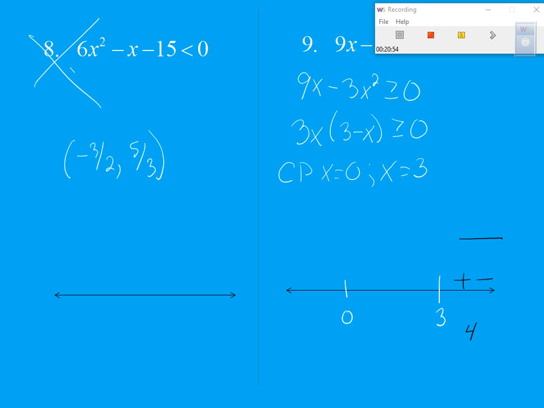I can't use 0 this time. A number between 0 and 3, though, is 1. 3 times 1 is positive. 3 minus 1 is positive. A positive times a positive is a positive.